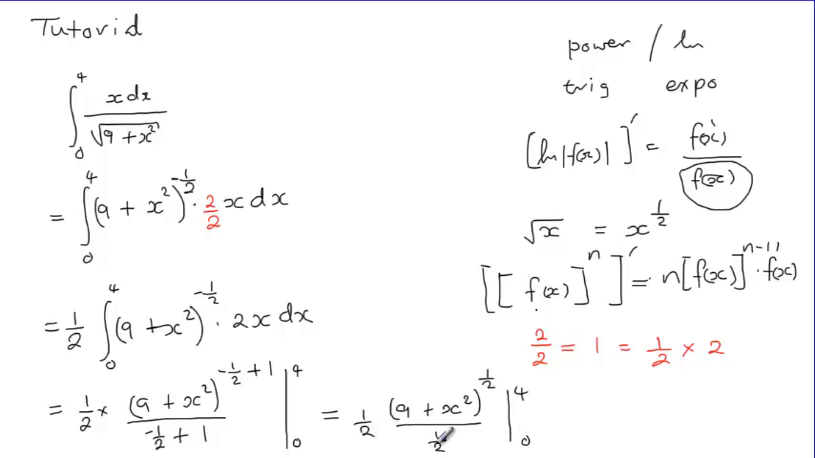Now, if we invert this and multiply, we're going to get 1. You see that? Because at the end of the day this looks like 1 over 2 multiplied by 2 over 1, because that 1 over 2 is dividing. Then we've got here the square root of x squared plus 9 from 0 to 4.